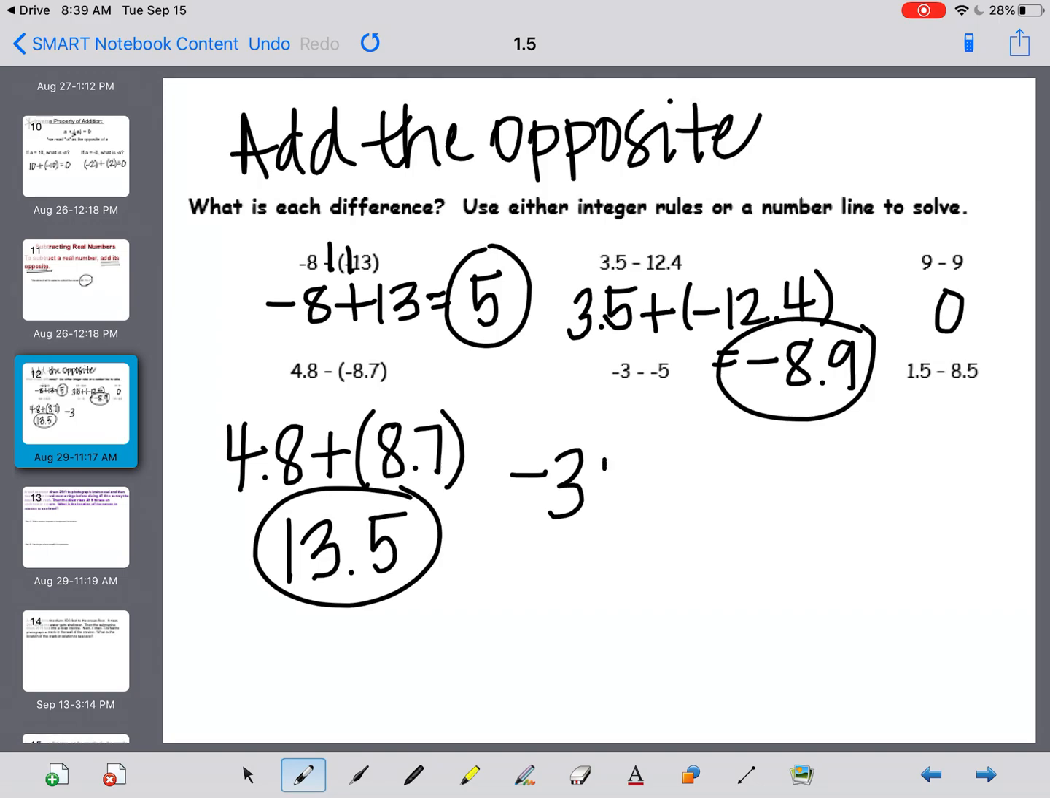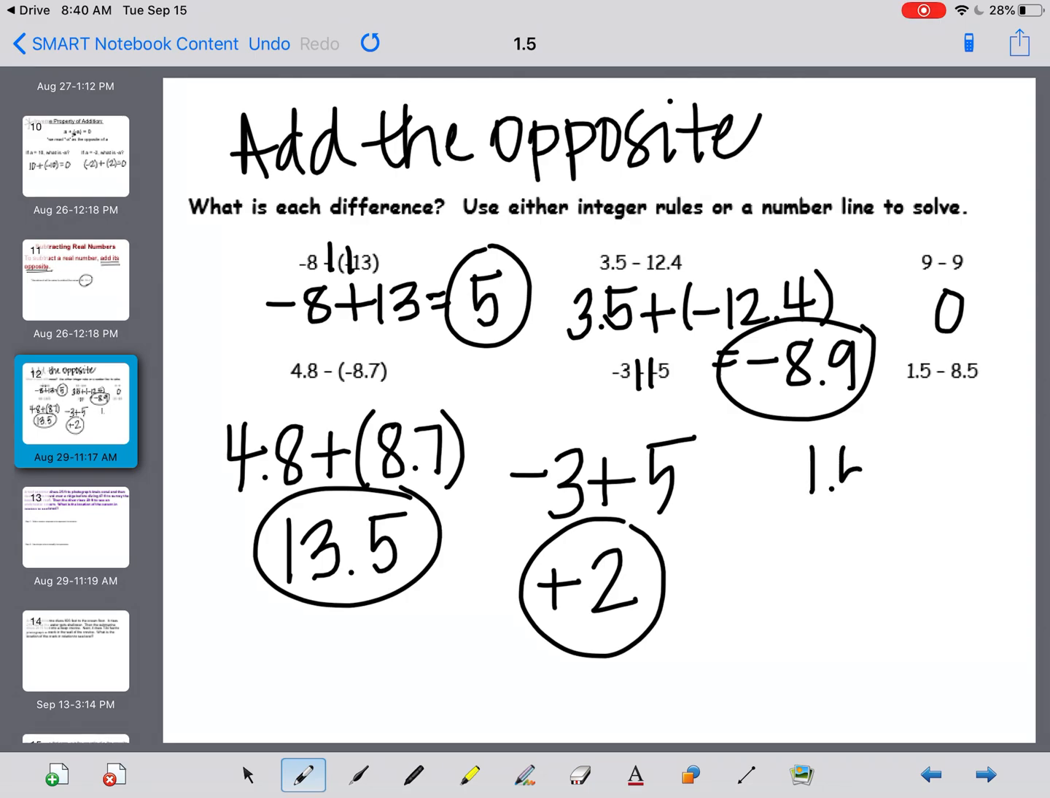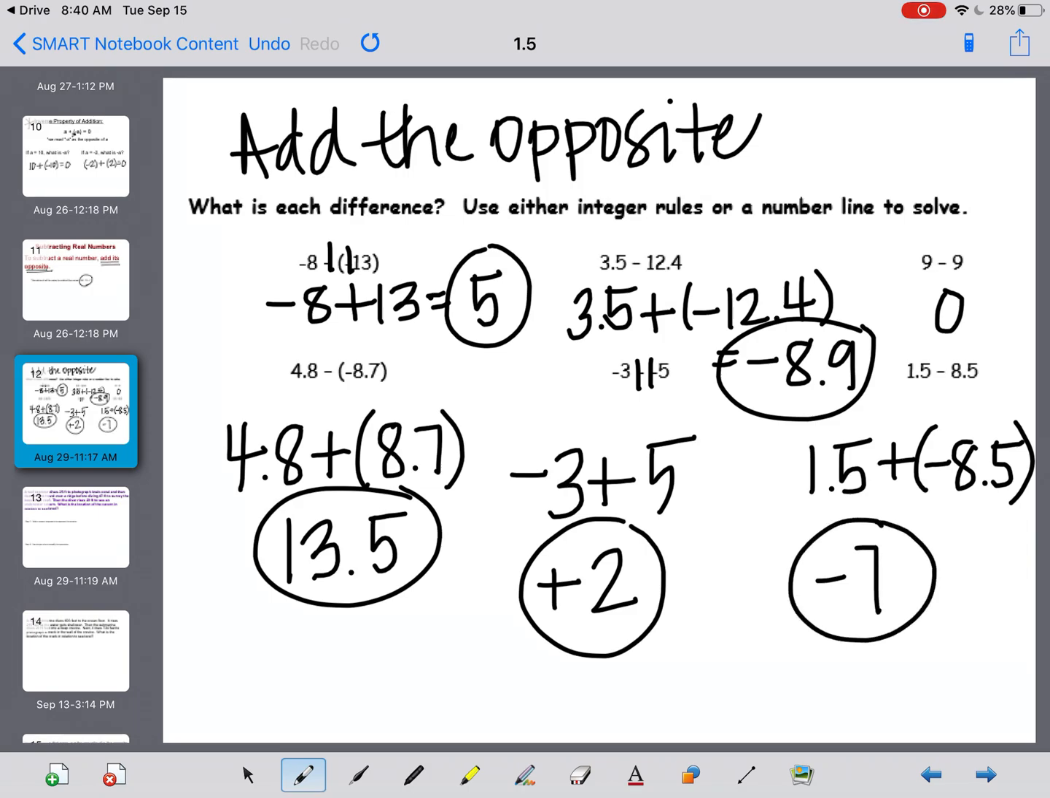Negative 3 minus negative 5, so I'm going to add the opposite. I turn this to adding, and I make that its opposite, and I get negative 3 plus 5, which means I have more positives, and it's 2 more positives. Next, 1.5, add the opposite. I have more negatives. And how many more negatives? 7.